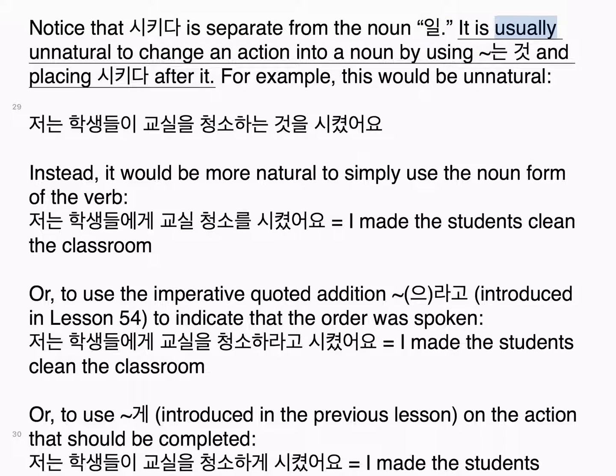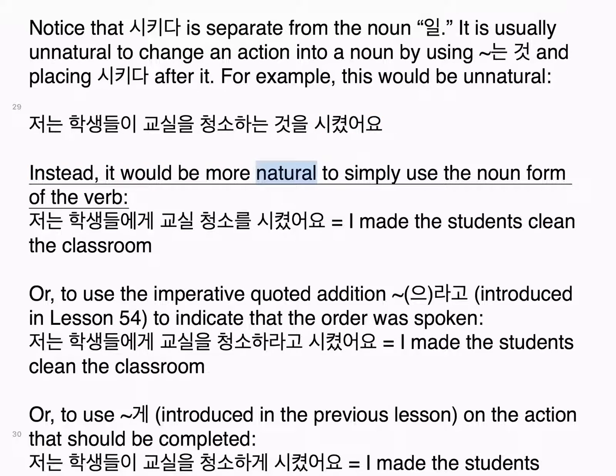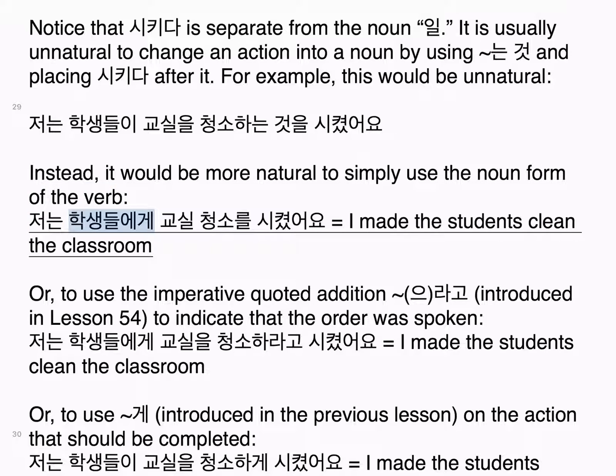It is usually unnatural to change an action into a noun by using 는 것 and placing 시키다 after it. For example, this would be unnatural: 저는 학생들이 교실을 청소하는 것을 시켰어요. Instead, it would be more natural to simply use the noun form of the verb. 저는 학생들에게 교실 청소를 시켰어요. I made the students clean the classroom.